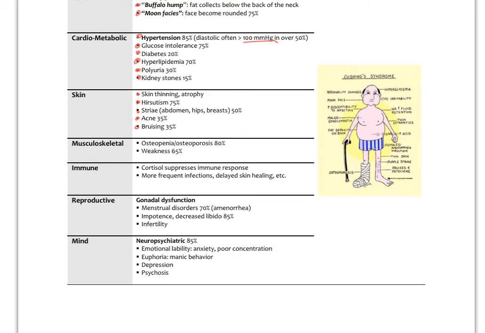Musculoskeletal, osteopenia, osteoporosis, very common. Weakness as well.